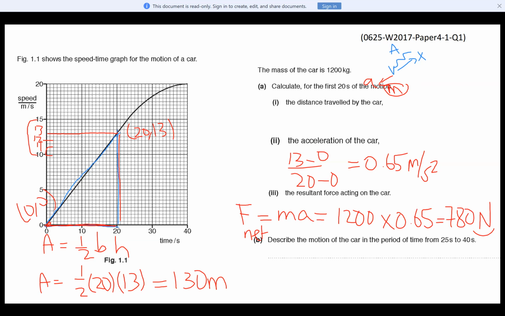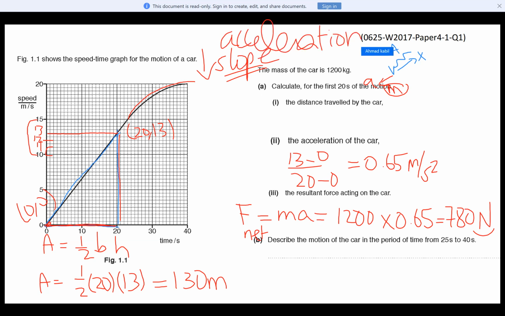Now for B, we are required to describe the motion of the car in the period of time from 25 to 40. So we're just qualitatively describing, and we said before that a frowning curve represents decreasing slope. And the slope here is the acceleration. So therefore, decreasing acceleration would be the correct answer here. So we write down decreasing acceleration.